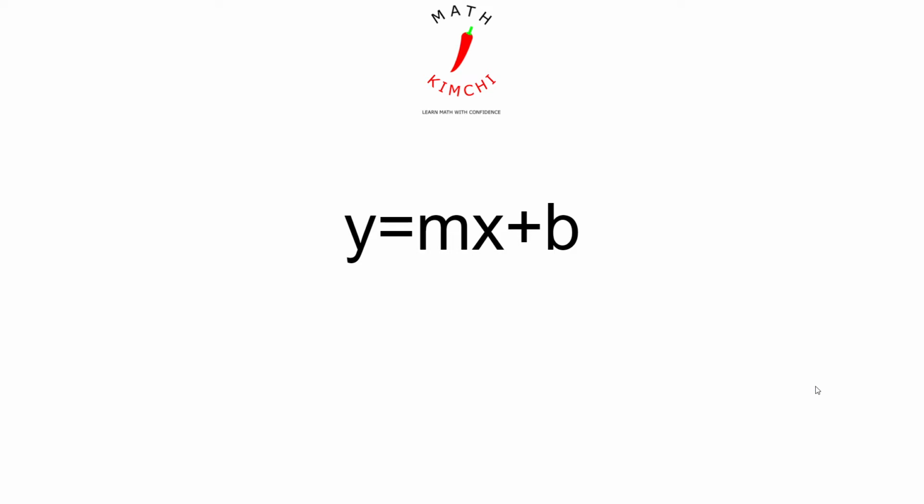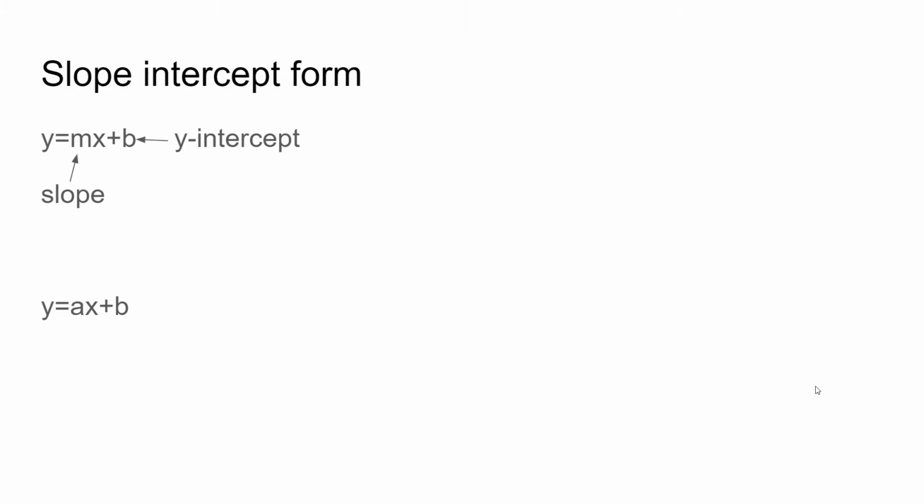Today we will learn about slope-intercept form, or y equals mx plus b. So y equals mx plus b is the slope-intercept form, or sometimes it is y equals ax plus b, but it's the same thing with different variables, I guess.